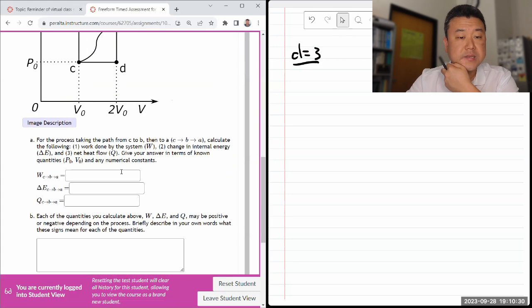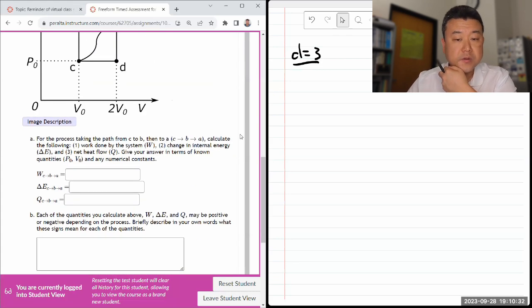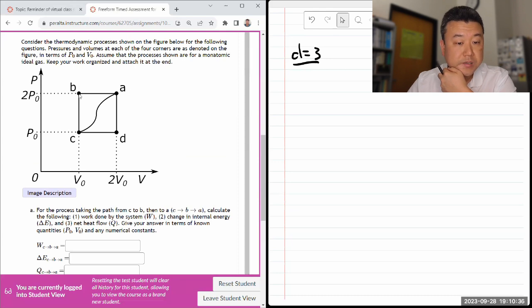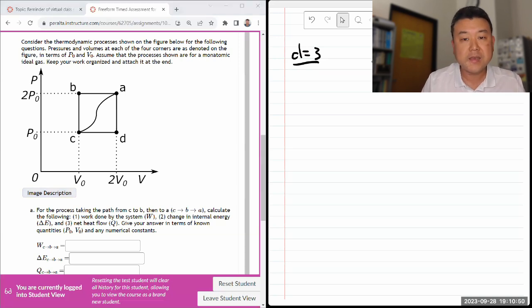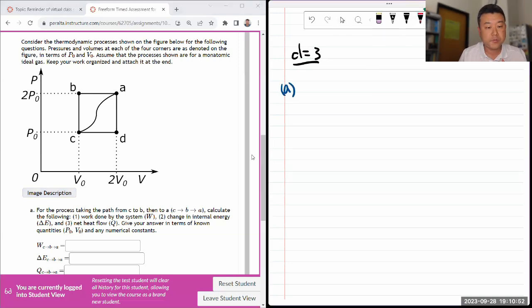With the process taking the path from C to B, and then to A, calculate the following: work done by the system, change in internal energy, and net heat flow. There's a kind of standard strategy to this, because there's a systematic way to approach this kind of PV diagram analysis question. I will tell you some of the things that you should remember.